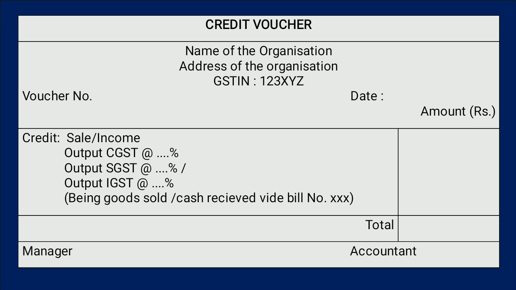So here in the credit voucher, as you know, we have to write the debit voucher or the credit voucher, whatever vouchers we are preparing. According to that we have to write. Then after that we have the name of the organization, here we have to write the name of the organization on whose behalf we are going to prepare it. Then after that the address of the organization, we also have to mention that.